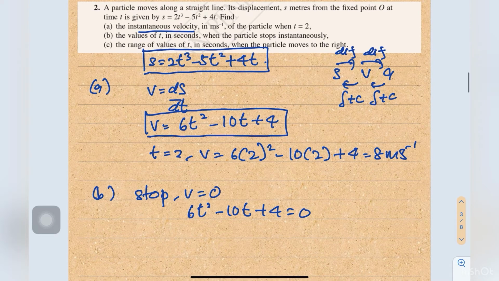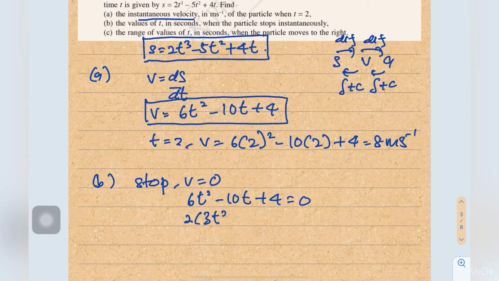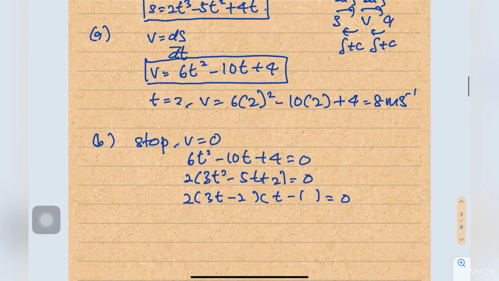This is a quadratic equation, so to solve this, you need to factorize. This one becomes 3t squared minus 5t plus 2 equals 0. So this is (3t minus 2)(t minus 1). Now we will get t equals 2/3 and t equals 1.